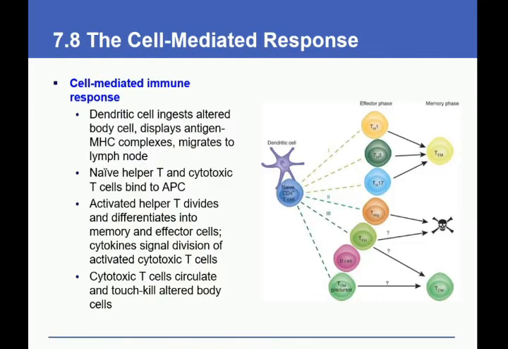The cell-mediated response. The cell-mediated immune response starts with a dendritic cell ingesting an altered body cell, displaying antigen-MHC complexes, and migrating to the lymph node. Naive helper T and cytotoxic T cells bind to the APC. Activated helper T cells divide and differentiate into memory and effector cells. Cytokines signal division of activated cytotoxic T cells. Cytotoxic T cells circulate and touch-kill altered body cells.